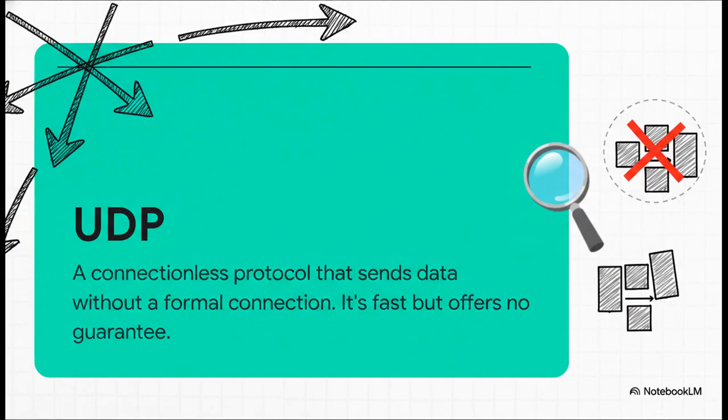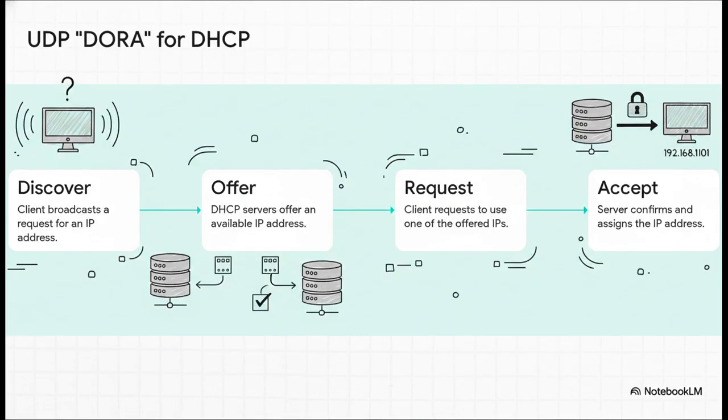Now this makes it incredibly fast because there's almost no overhead, but here's the catch. There are zero guarantees, and I mean zero. Packets can get lost, they can show up out of order, and UDP frankly just does not care. A perfect example of UDP in the wild is DHCP, which is how your computer grabs an IP address.